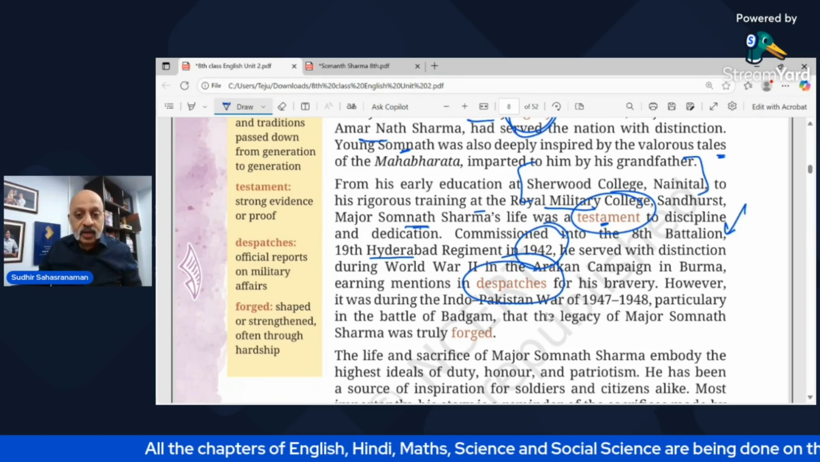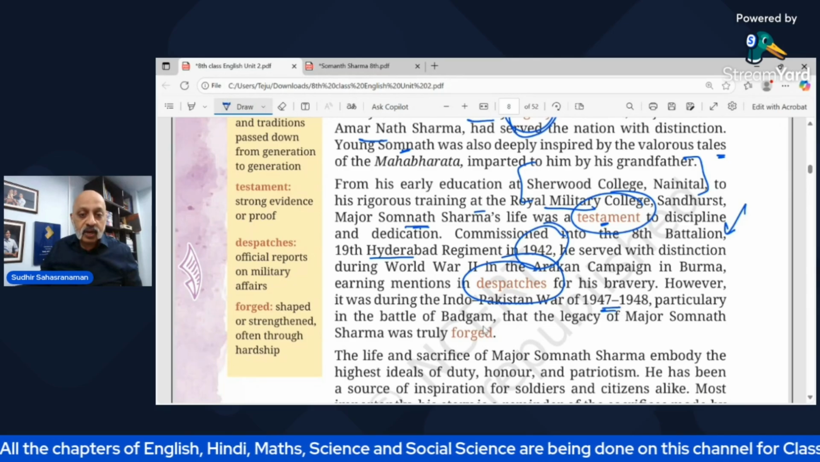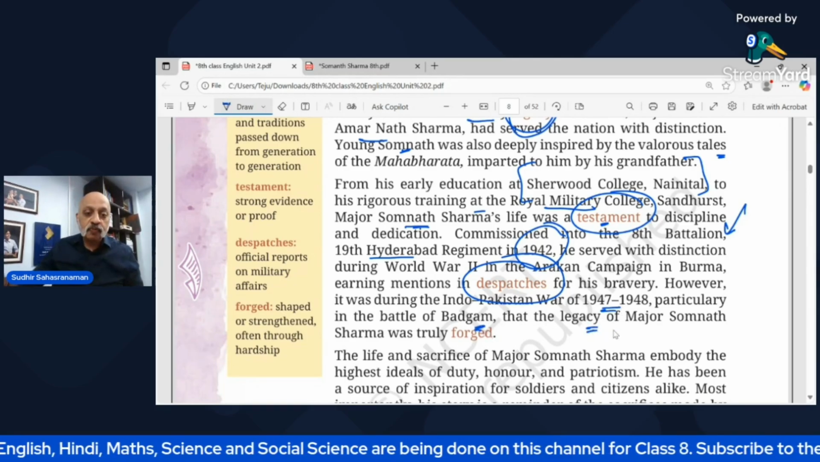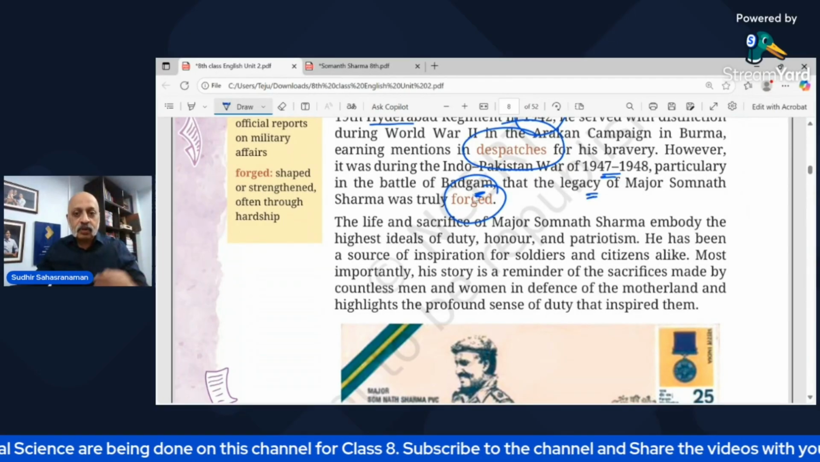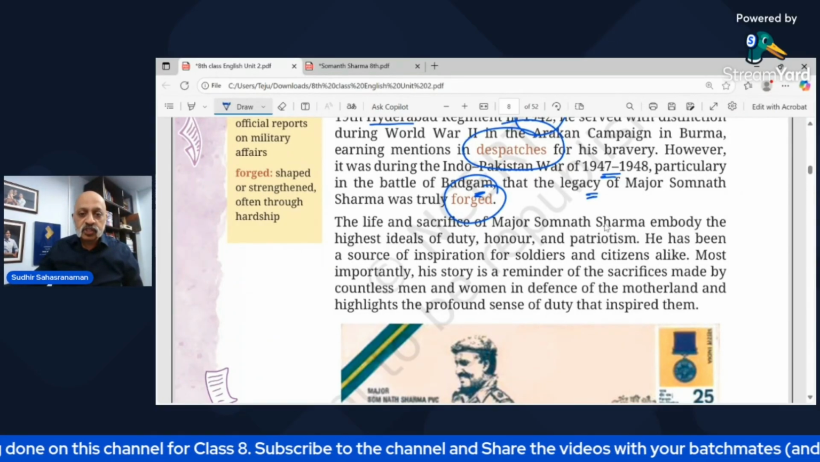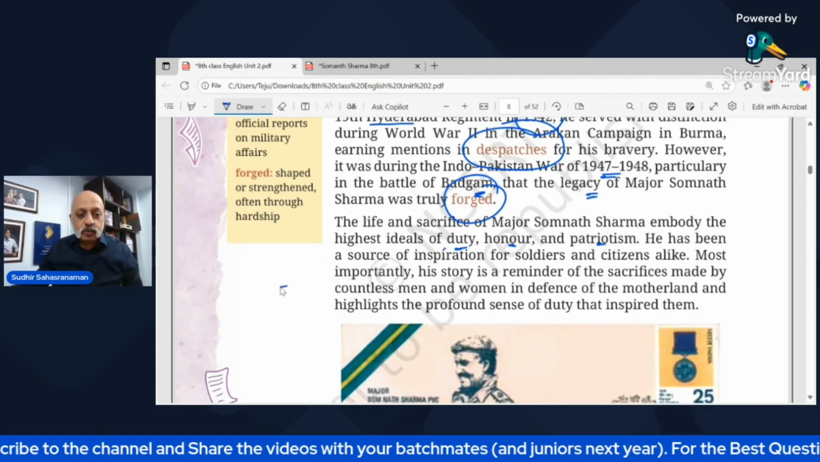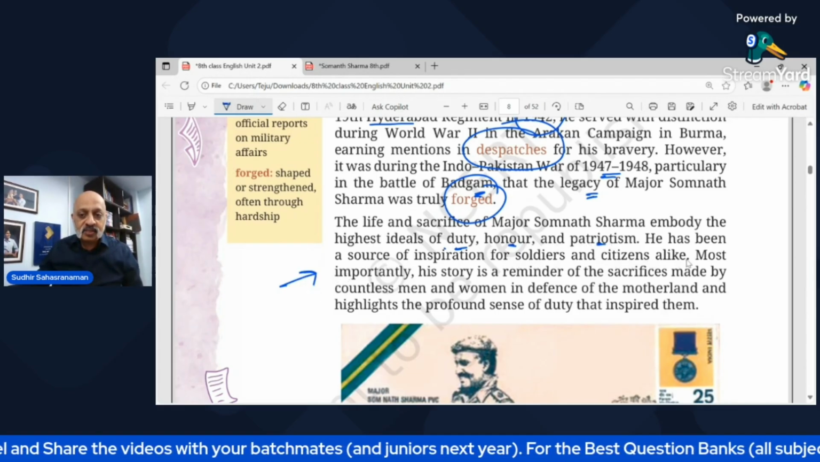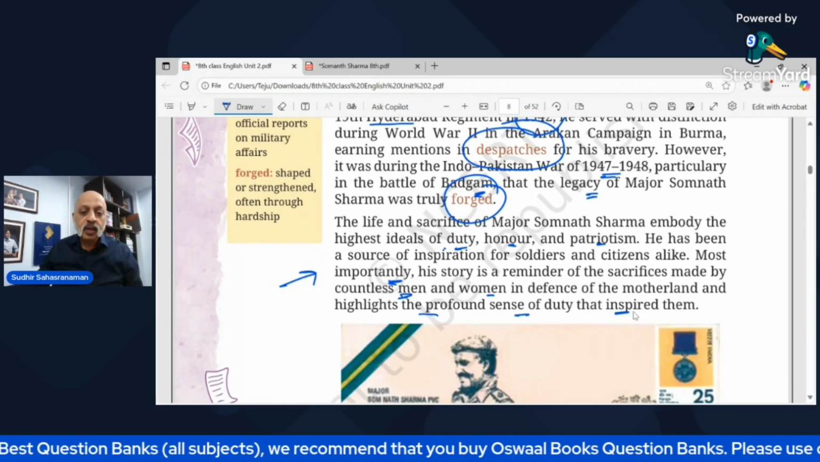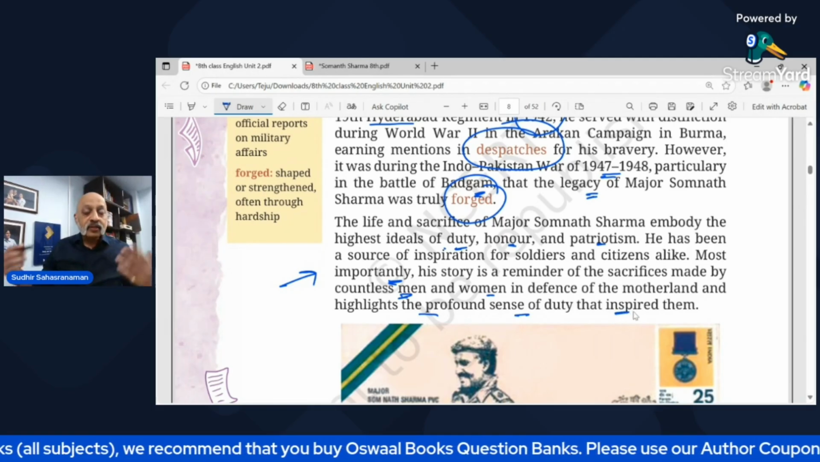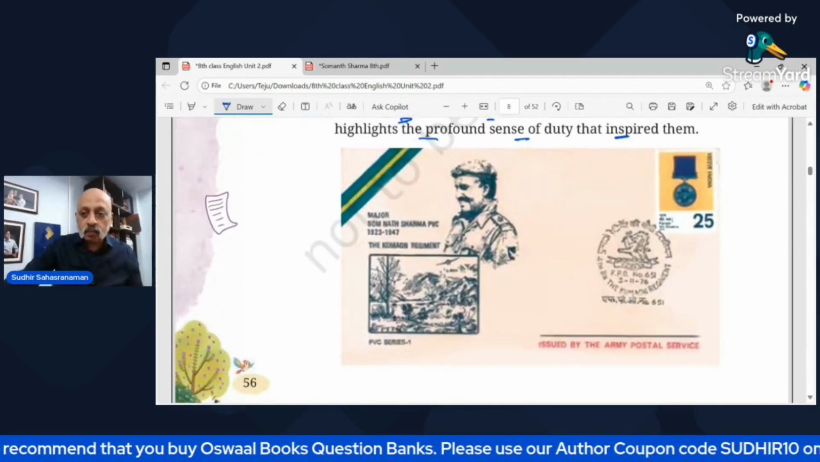However, it was during the Indo-Pakistan War of 47-48 in the Battle of Badgam that the legacy of Major Somnath Sharma was truly forged, means it was established. So the life and sacrifice of Major Sharma embody the highest ideals of duty, honor, and patriotism. He has been a source of inspiration for soldiers and citizens alike. Most importantly, his story is a reminder of the sacrifices made by the countless men and women in defense of the motherland and highlights a profound sense of duty that inspired them. So this is why the story is so important.